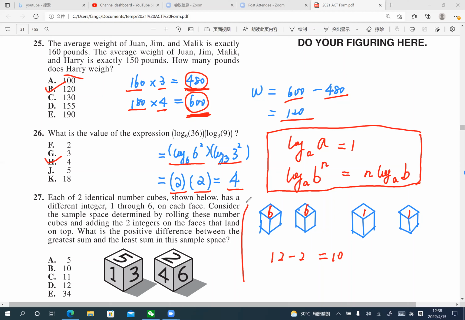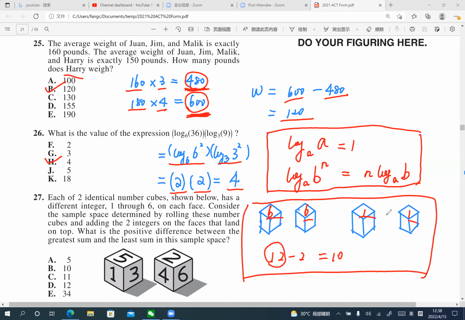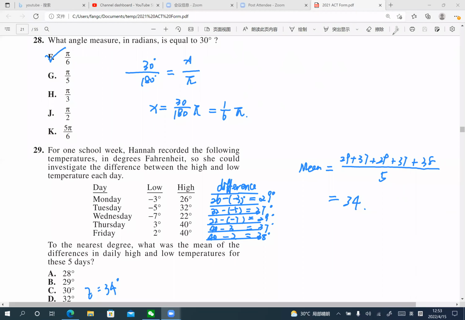From the picture, we can tell the greatest sum is 6 plus 6, and the least sum is 1 plus 1. So 6 plus 6 is 12, 1 plus 1 is 2. So 12 minus 2 is 10. So question 27, we should choose option B. Question 28. What angle measure in radians is equal to 30 degrees?